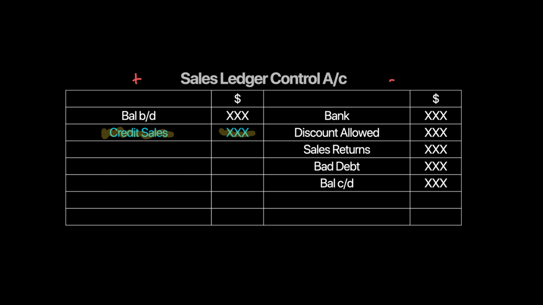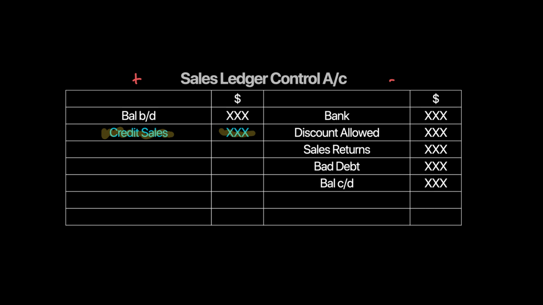Okay, after that you will have the bank figure. So the bank account should be given. You should be able to calculate receipts from trade receivable, the discount allowed figure, sales return, they all decrease your trade receivable. Any bad debts will also decrease your trade receivable, and closing trade receivable will be given.